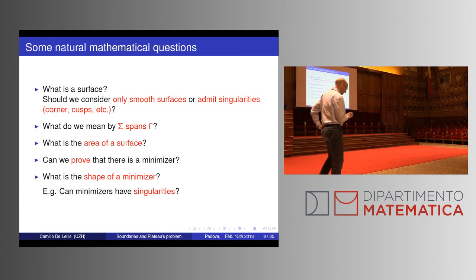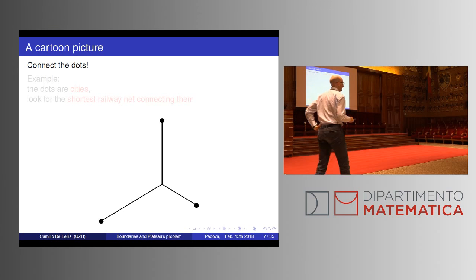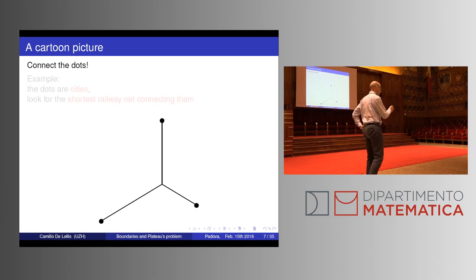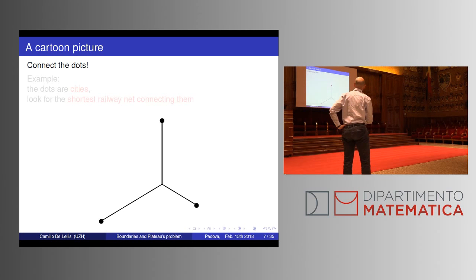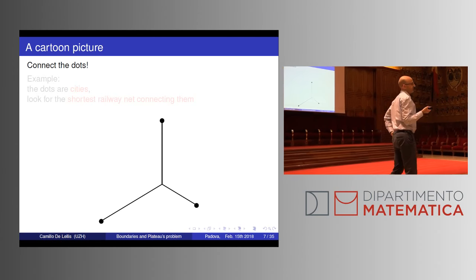So let me go very easy on you and just look at a very simple situation. This is a cartoon picture. Say that you have the easiest situation. You can think that you have a zero-dimensional boundary, so dots. And then you are looking for a one-dimensional object which is connecting the dots and which is minimizing the length.